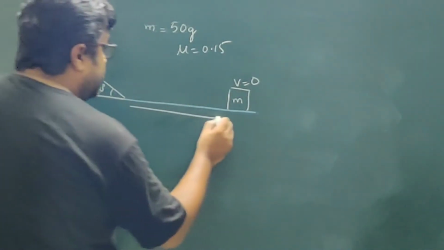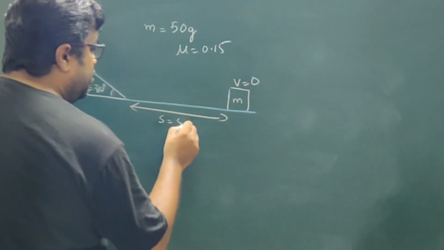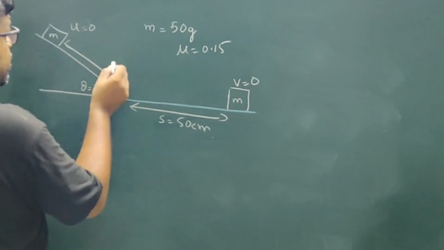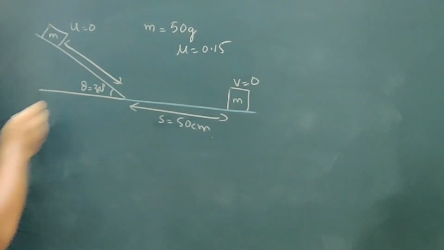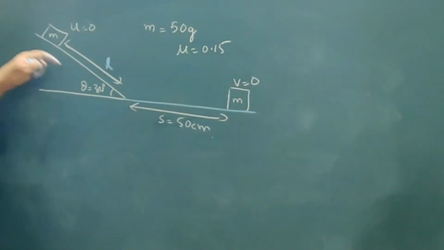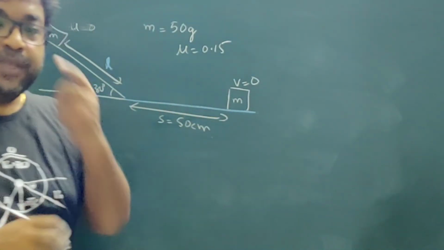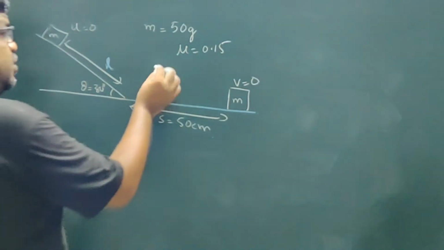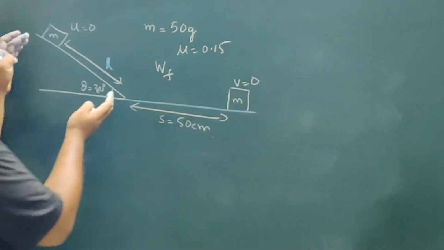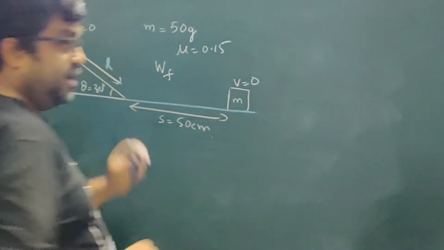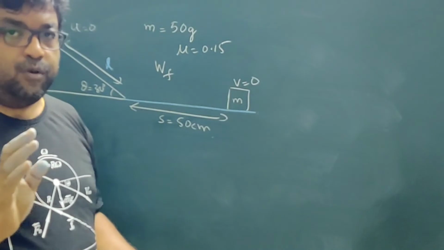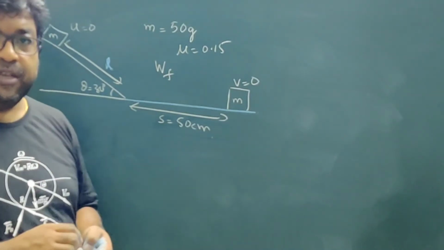Now suppose this distance is s equal to 50 centimeter. This part I don't know, that information is not given. Suppose this is some L. This part has friction, and this part also has friction, and we are asked to calculate the total work done by the frictional force in this part and in the horizontal part. If you want, you can pause the video and try on your own, and then verify with my solution.